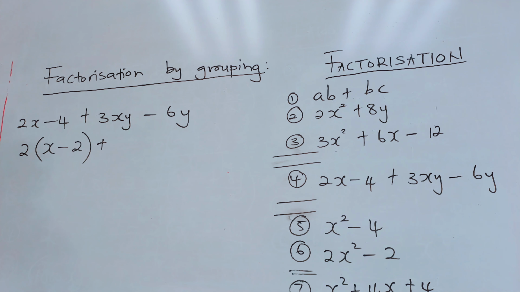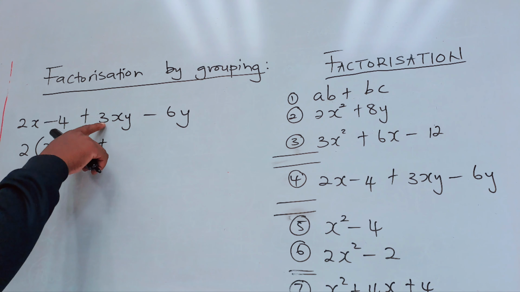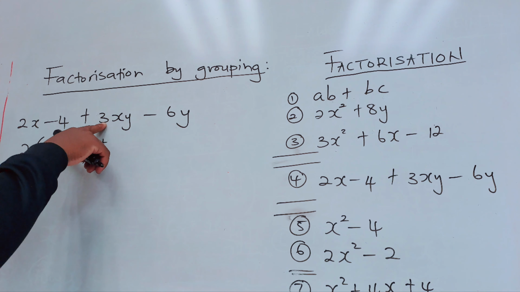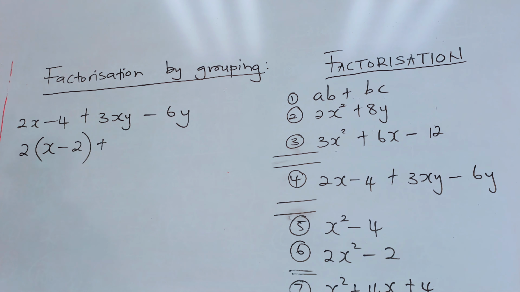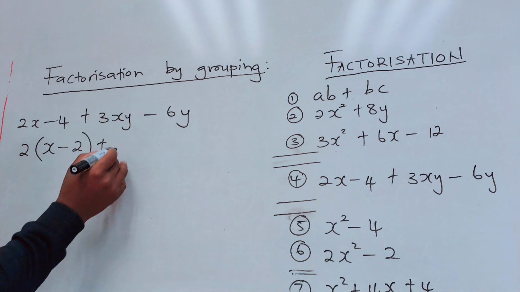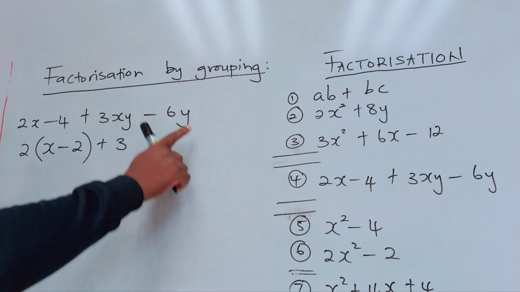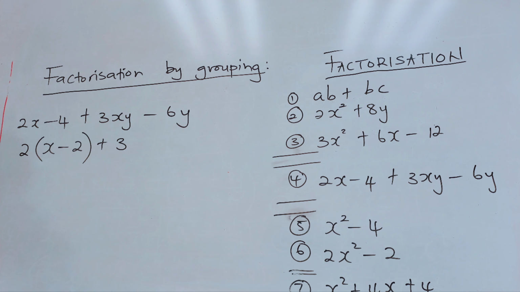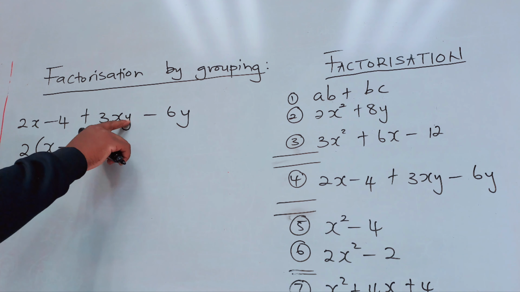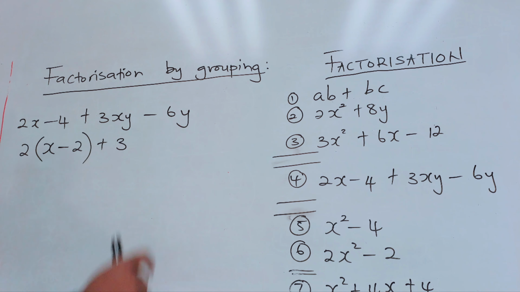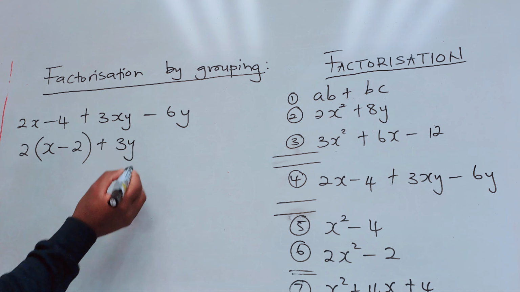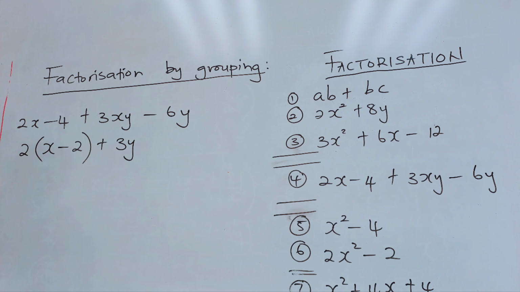Then for the second pair, what is the common factor? 3. I have 3 here and 6 there. But 3 can get into 6, which means 3 is my common factor. Then x here, and that side I don't have x. So x is not common. Y is here and is appearing on the next term as well. So y is our common factor. So our common factor is 3y.